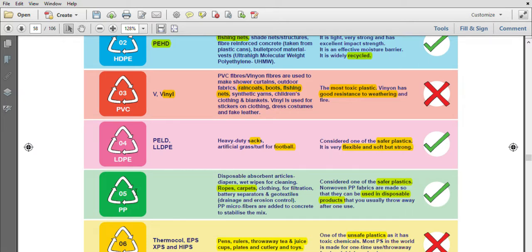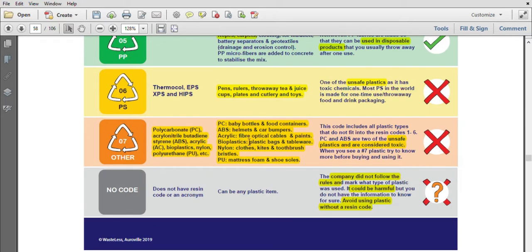Resin code 5, PP, polypropylene. It is used to make rope and carpets. A safer plastic used in disposable products. PS, polystyrene, resin code 6. It is used to make pens, rulers, throwaway tea and juice cups, plates, cutlery and toys. It is an unsafe plastic.